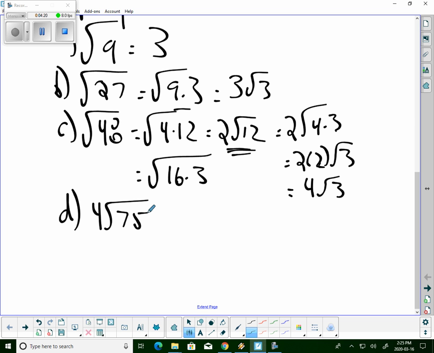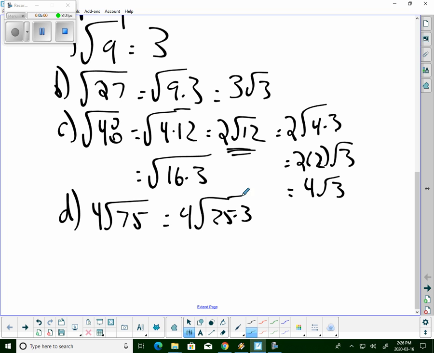One more. 4 root 75. That's a lot. Stop in the name of the law. Okay, 2 numbers. 3, yeah. So this kind of is a little bit of what Barrett did in the last one.